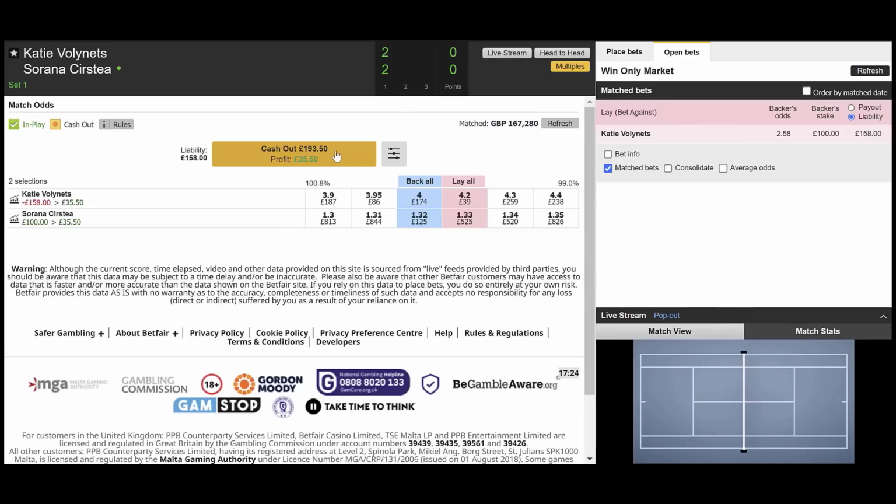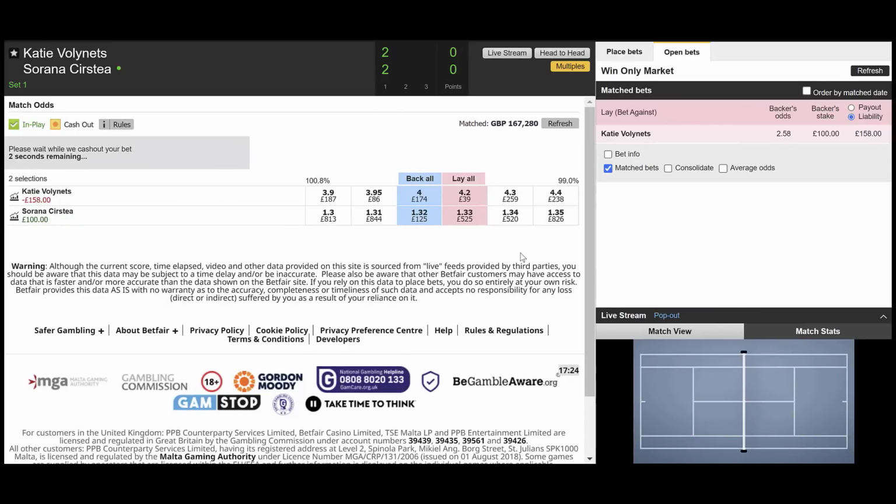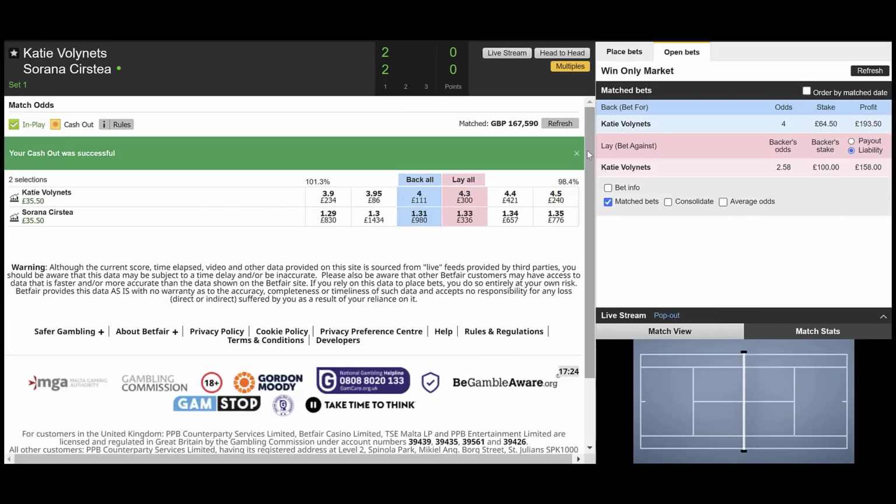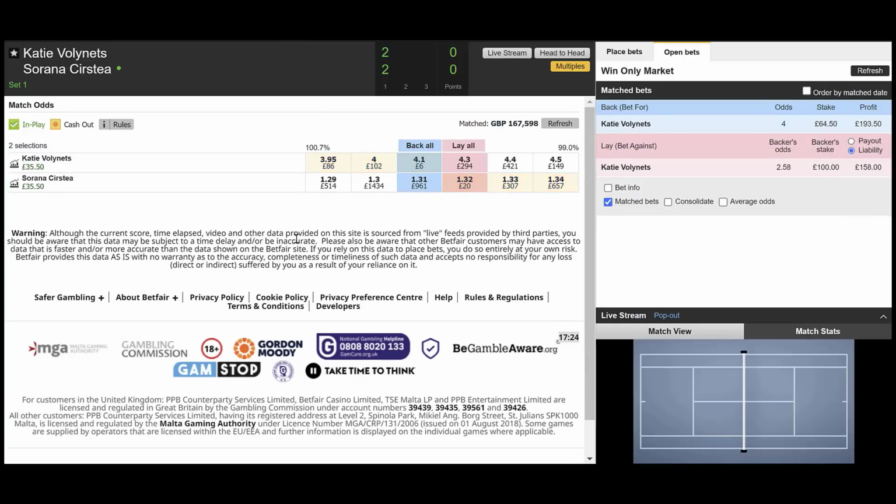And as expected, Sestea has leveled it at 2-2 in this first set. So we're going to quickly lock in that profit before the prices start to fluctuate and possibly move against us. So we've got it locked in. And one thing to always point out with regards to tennis trading, if you're getting involved in the first set, the price cannot go to 1.01.